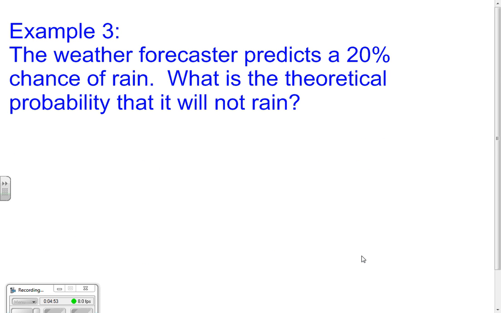Number 3, the weather forecaster predicts a 20% chance of rain. What is the theoretical probability that it will not rain? Well, overall, probability is out of 100%. So if 20% says it will rain, then that would mean that 80% says it won't. I subtract. 100% minus 20% is 80%.